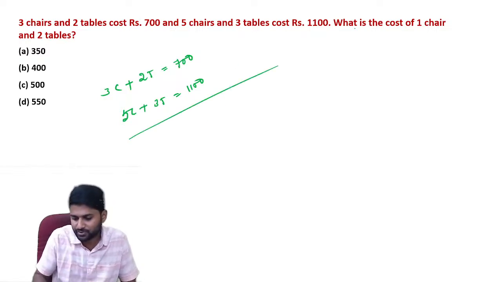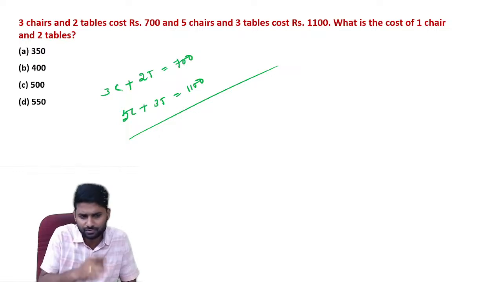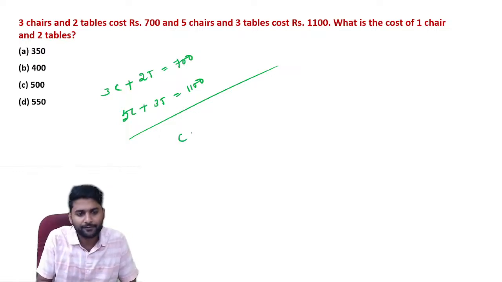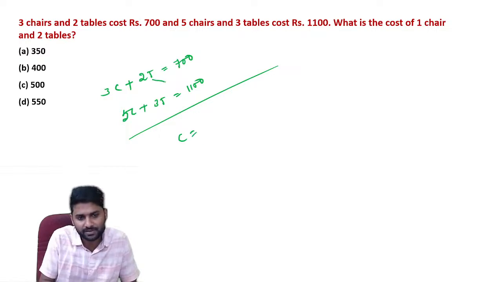So I just want to teach you the direct equation approach. Don't eliminate either the C value or the T value, it's time taking. If you want the chair cost, guys, use this method. Cross multiply them. First multiply these two numbers: 2 into 1100 is 2200, minus, again cross multiply them, 7 into 300 is equal to 2100.